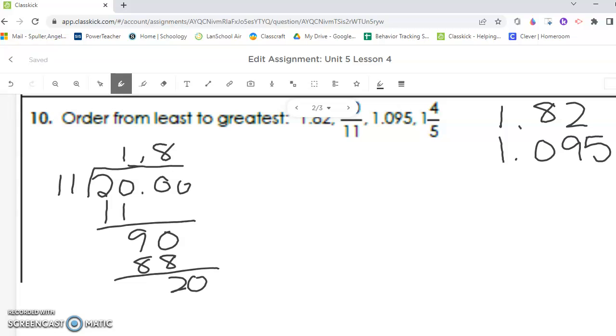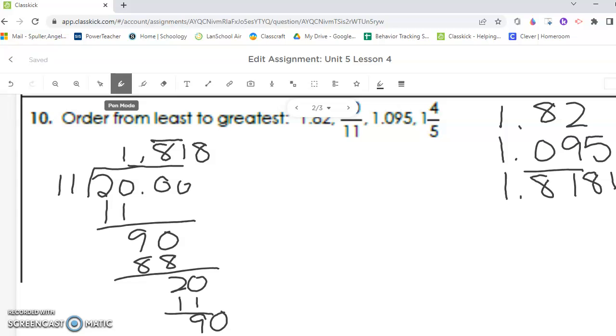It can go in there one time with 9 left, and then we go again. So we're going to have this repeat. Actually, that won't repeat. This will. So we have 1.81 repeating. So this is like saying 8 and then 1 again. Okay? And then we have 1 and 4/5.